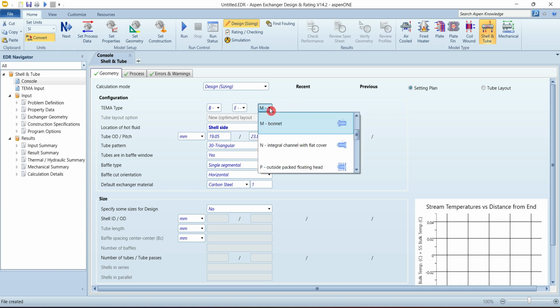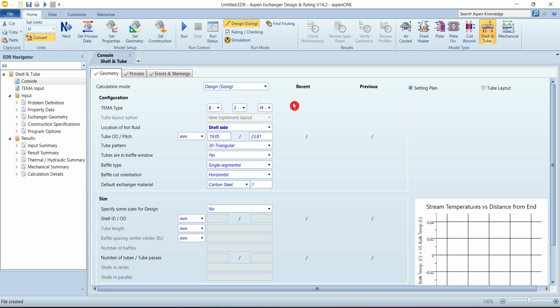Similarly, for the rear head, by default it's taken as the bonneted. Otherwise, you can take the integral or the U-tube or the floating rear head. So these are entirely based on some experience or available standard informations. The default tube size, it has taken 19.05 millimeter. That is very common, less than 1 inch.